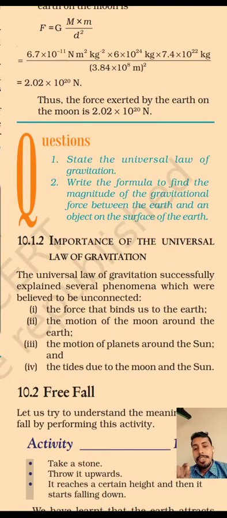And the tides due to the moon and the sun. Under the influence of the gravitation from moon and sun, the tides will happen in oceans and seas. There is a low tide and high tide. Okay, that means in Malayalam, വേലിയേറ്റം വേലിയിറക്കം. Okay, low tide and high tide.